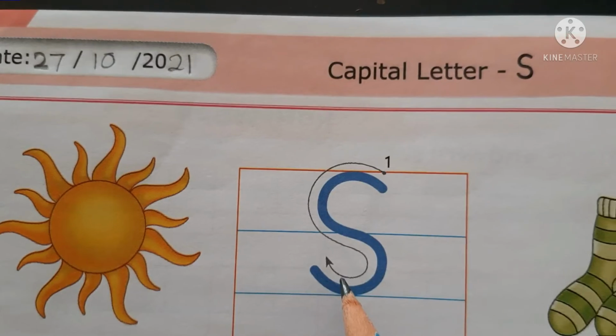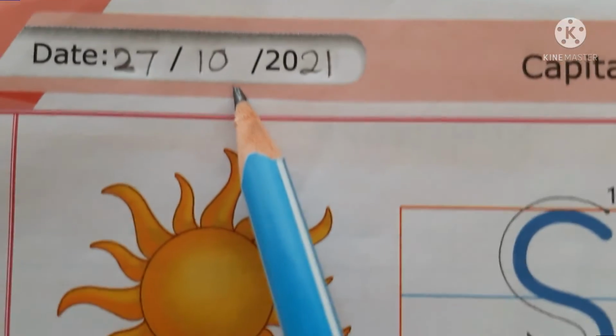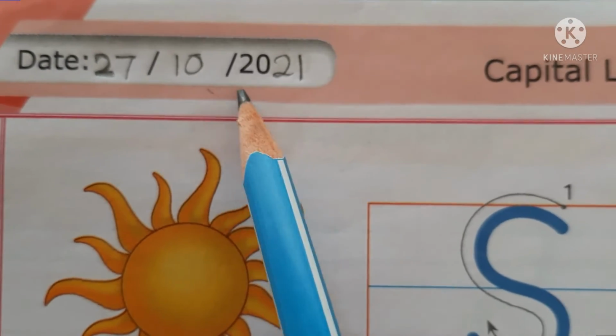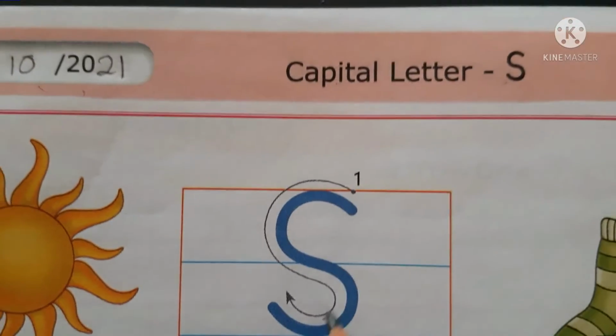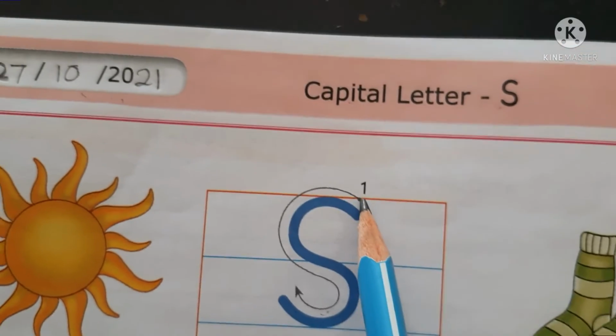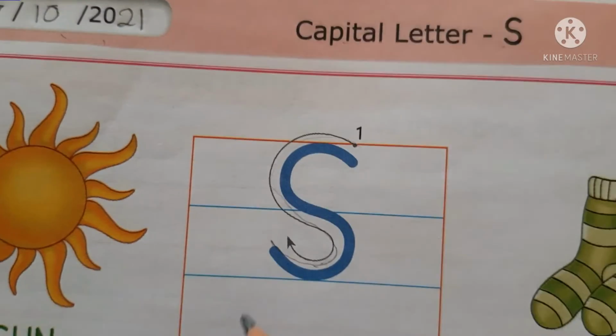Yes, this is capital letter S, and today's date is 27th October 2021. So children, capital letter S, and this is the way to write letter S. Yes, this is the way to write letter S.